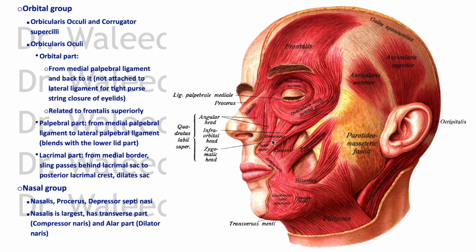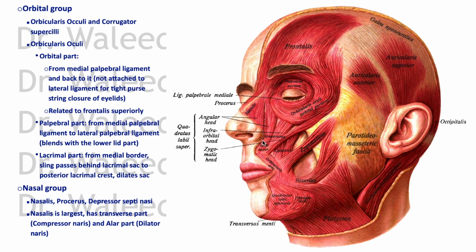Nasal group. You can divide them into nasalis muscle, procerus, depressor septi. No, don't stress on these muscles. And it has other muscles that are related to the nose and the superior lip, like the levator labii superioris alaeque nasi, for example. My strategy is to pass exams. You don't have to stress on these to pass exams.